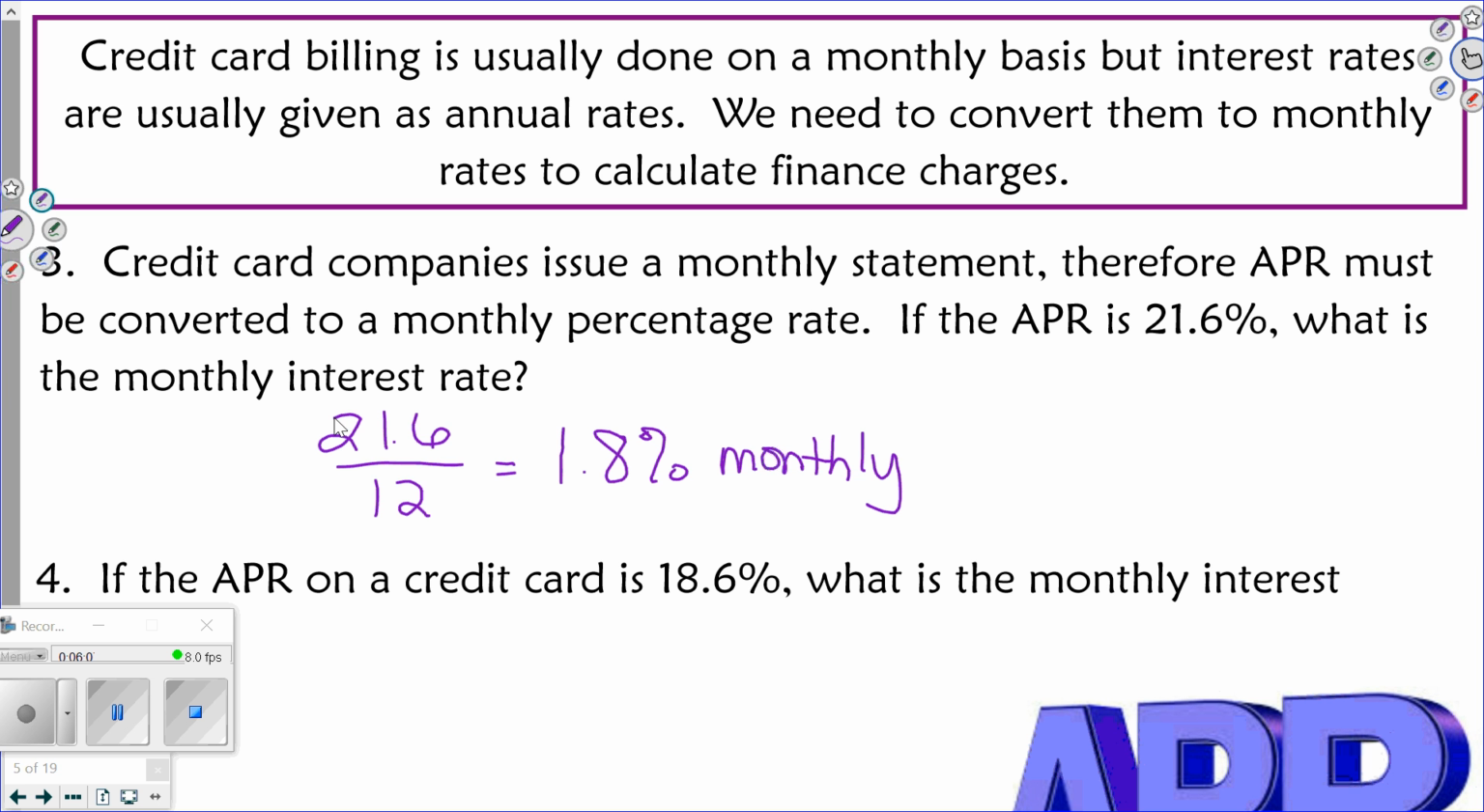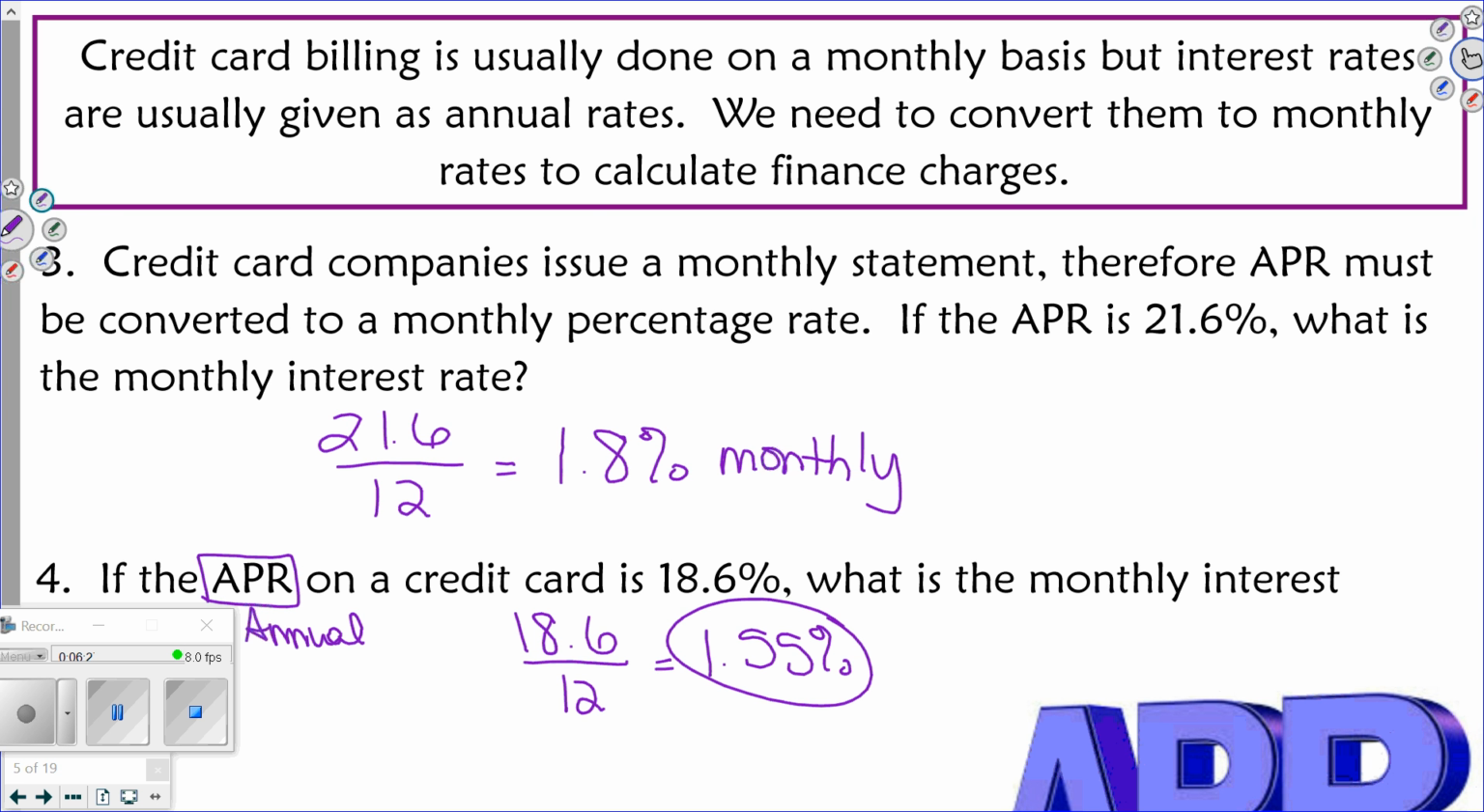So if the APR on a credit card is 18.6%, what is the monthly? Again, keeping in mind that APR stands for annual. So 18.6 divided by 12 is 1.55%. Hard math so far? You okay? Annual to monthly.